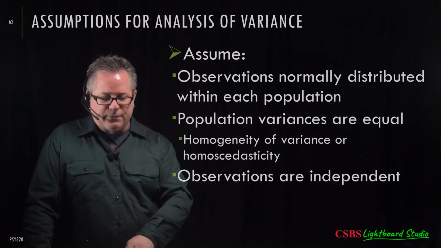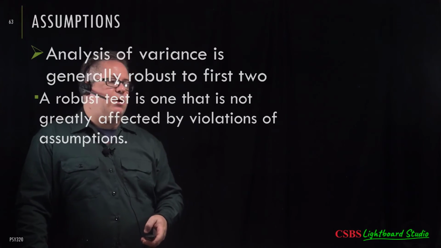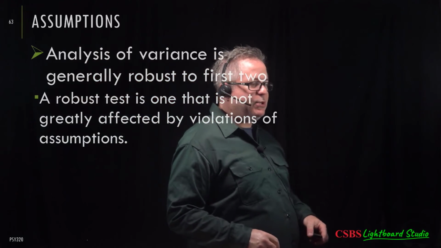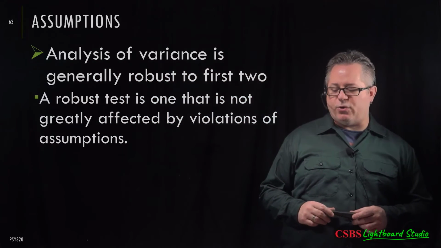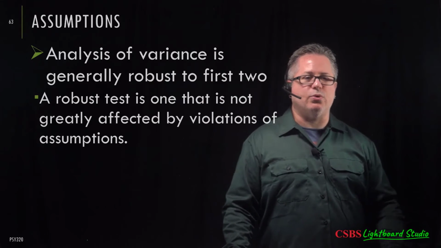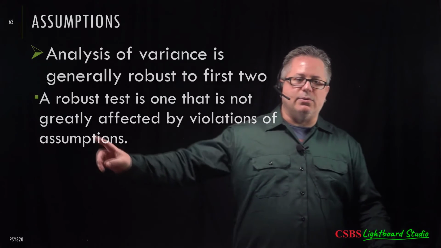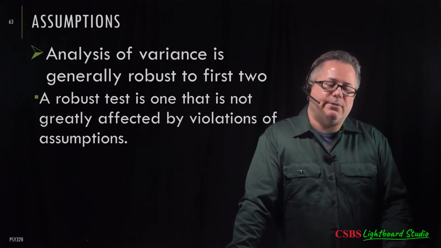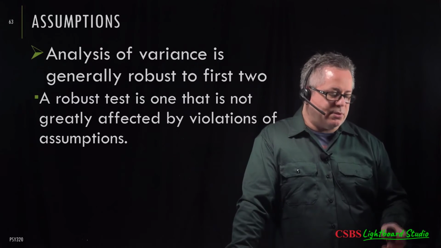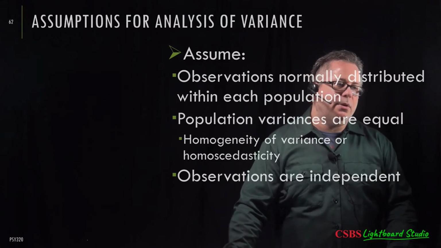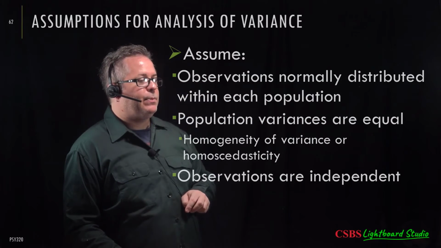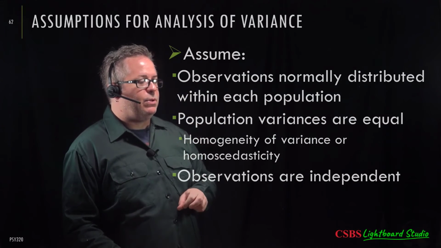Now there's been a lot of study on the analysis of variance, and a term that gets used a lot to describe an ANOVA is this word robust. A robust test is one that is not greatly affected by violations of assumptions. So analysis of variance is generally robust to the first two assumptions. Let's go back. It's robust to observations are normally distributed and population variances are equal.